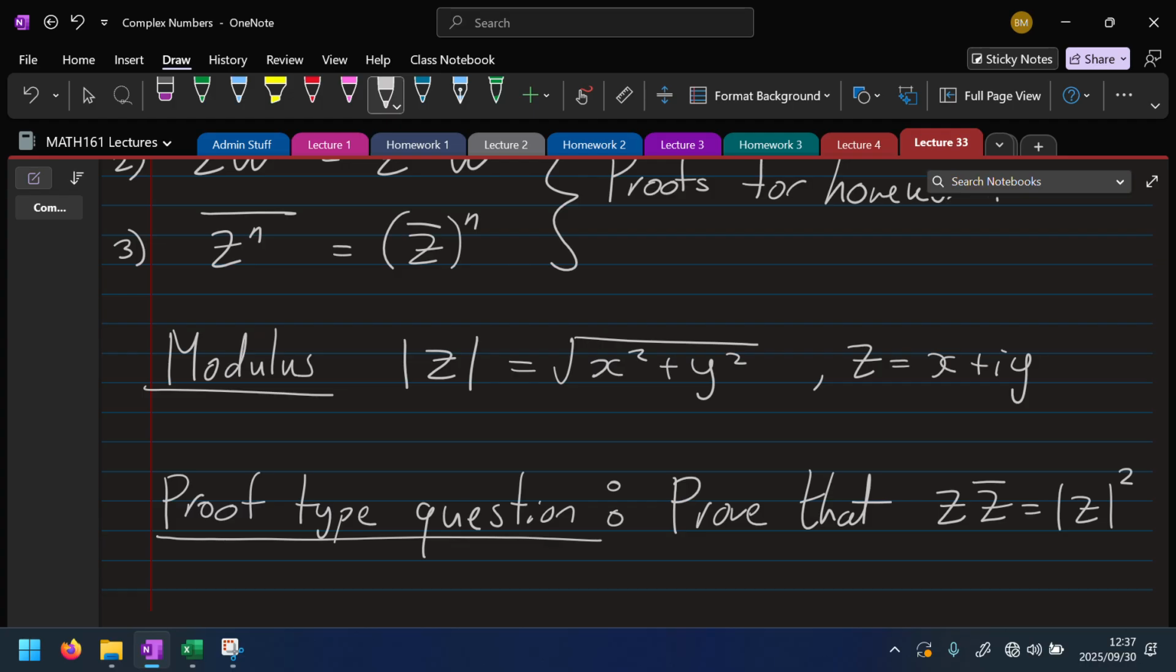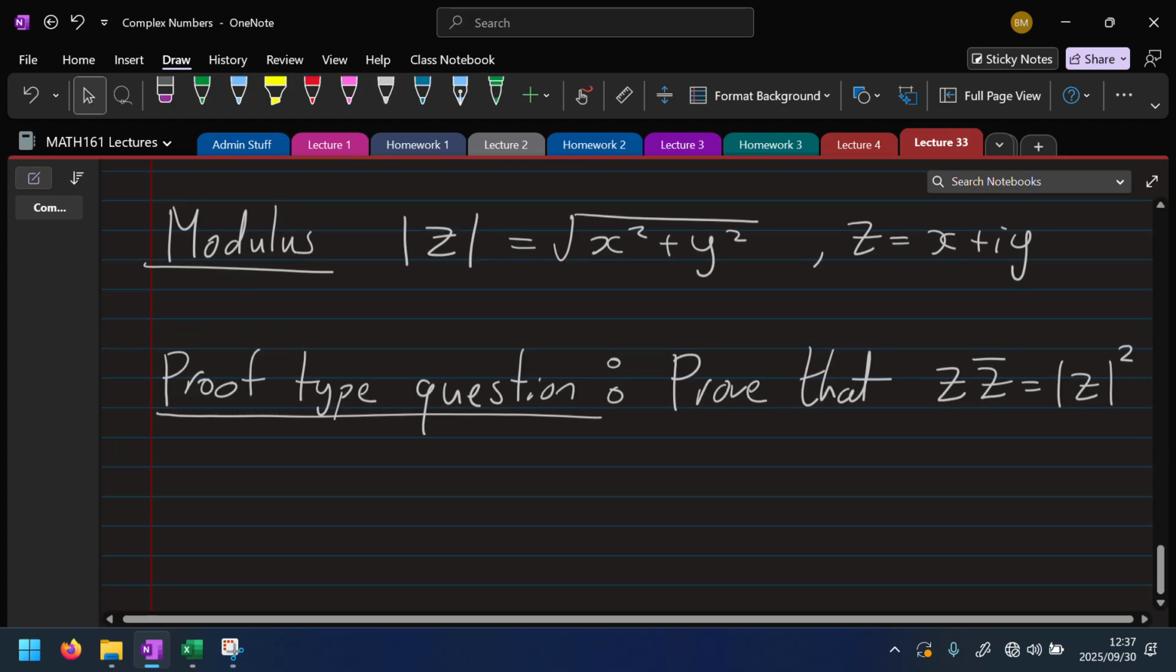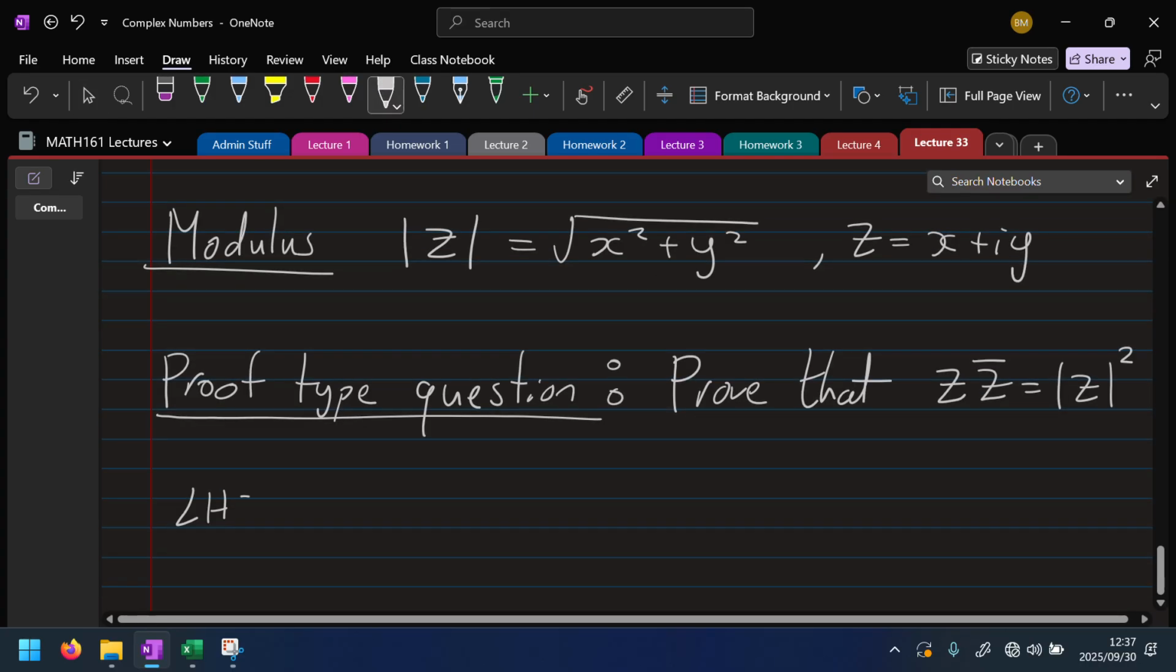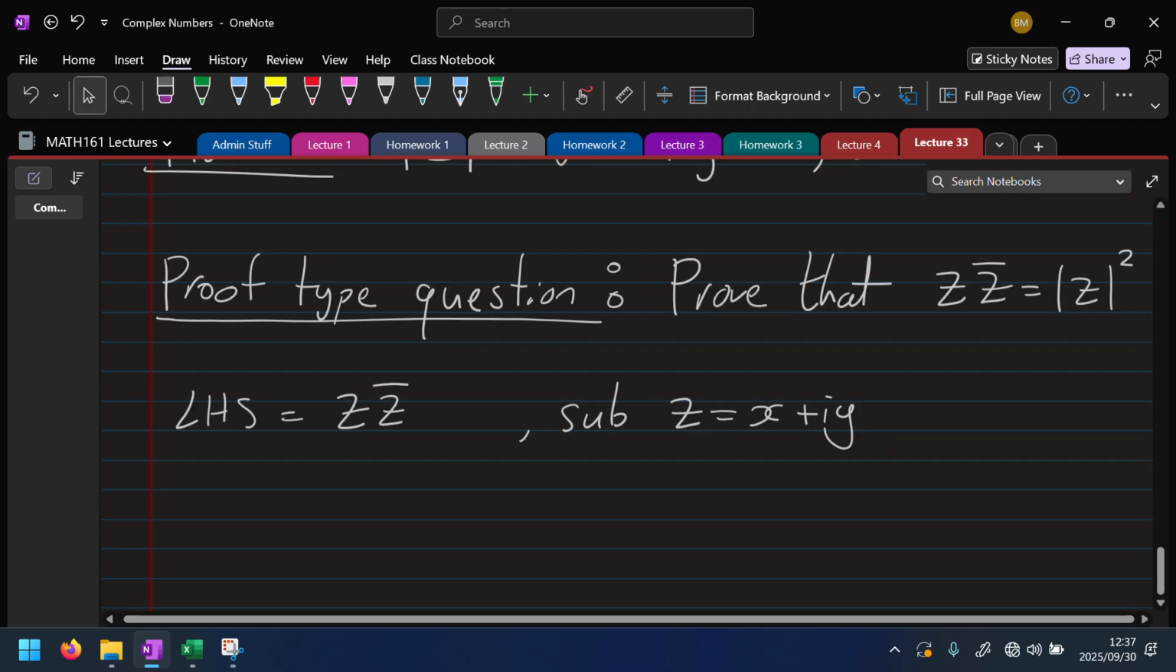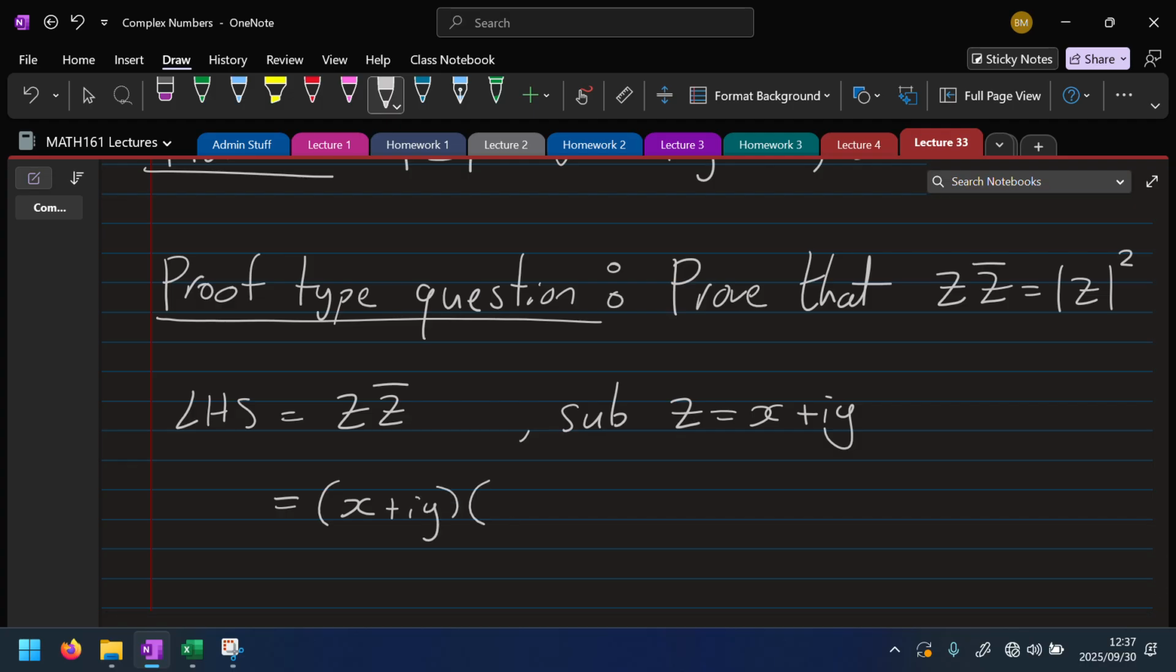So we're going to start from one side and try to get to the other side. And it's up to you which side we start with. Let's start on the left side. So that's going to be z times z bar. And we just substitute. We know z can be written as x plus iy. So in place of z, we put x plus iy. And in place of z bar, that will be x minus iy.